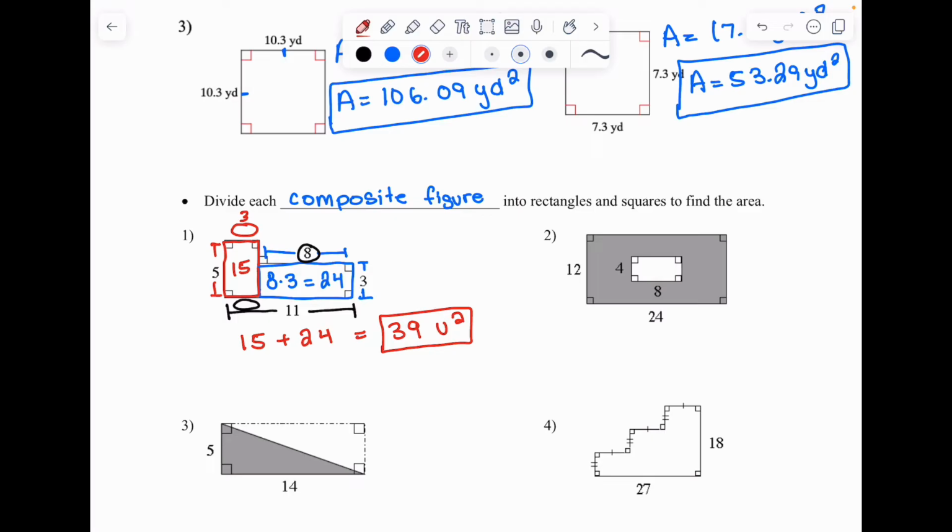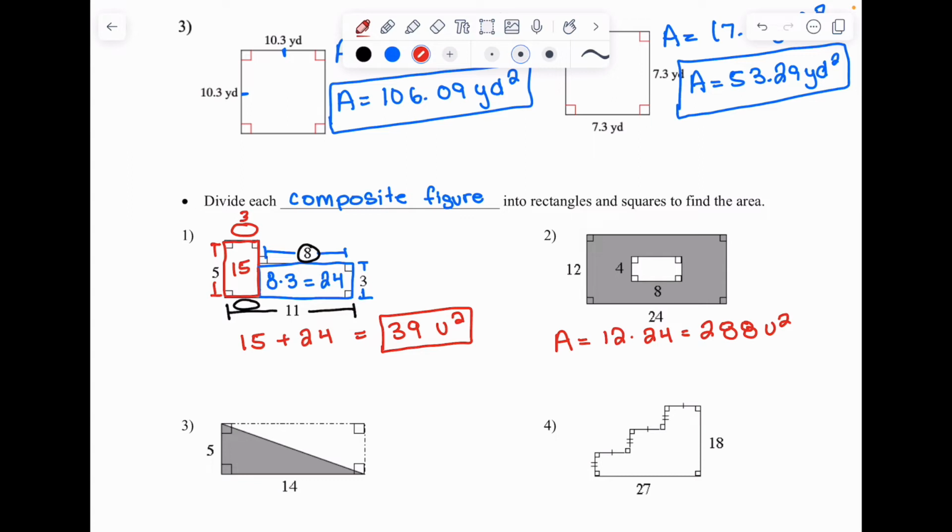For number 2, I want to find the area of just the shaded section. Which means I need to find the area of the entire rectangle and remove that white rectangle in the middle. So to find the area of the entire rectangle, I'm going to multiply 12 and 24 together. So 12 times 24 will give me 288 units squared.